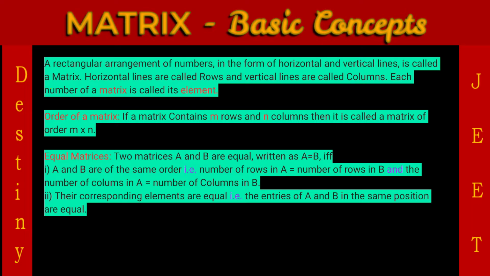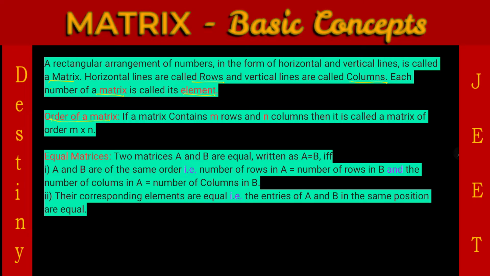Today we are going to study about matrix and its basic concepts. Let us see the definition of matrix. A rectangular arrangement of numbers in the form of horizontal and vertical lines is called a matrix. Horizontal lines are called rows and the vertical lines are called columns. Each number of a matrix is called its element.